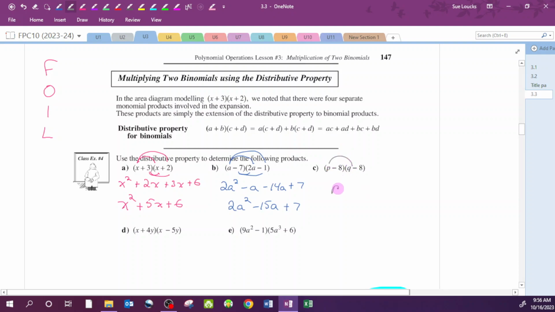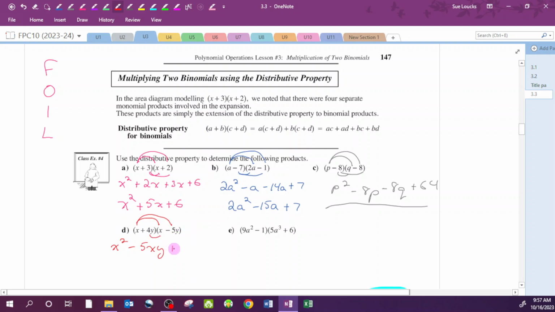So we get p squared minus 8p minus 8q plus 64. And this one we can't simplify anything because there are no like terms. The p and the q are not the same. All right. Next one. x times x is x squared. x minus 5y, x times negative 5y is minus 5xy.